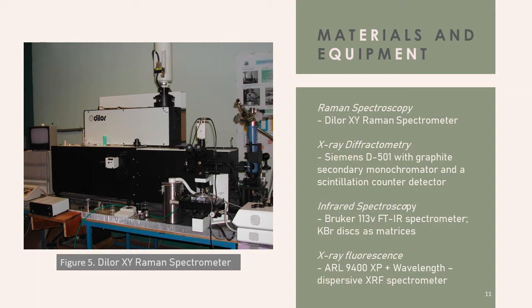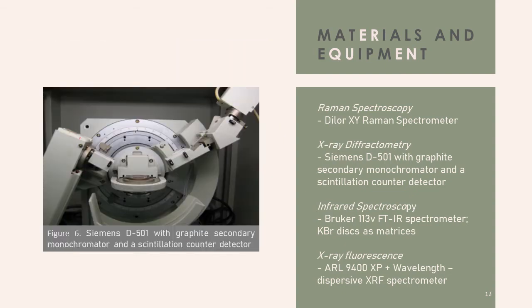So, as for the Raman spectroscopy analysis, the Dilor XY Raman spectrometer was used, accompanied by an Argon Coherent Innova 300 laser, an Olympus BH-2 microscope, and with the help of LabSpec version 2.04 software. For X-ray powder diffractometry or XRD analysis, the Siemens D-501 with a graphite secondary monochromator and a scintillation counter detector was used, as shown in Figure 6.